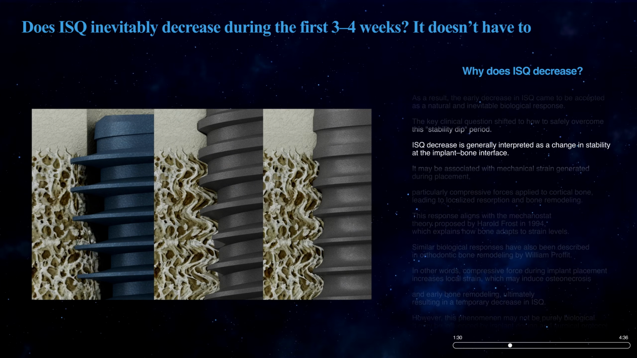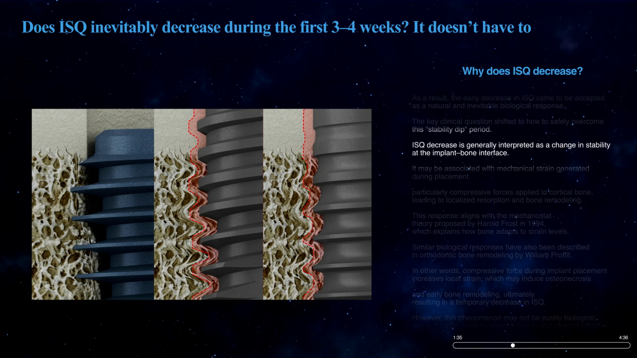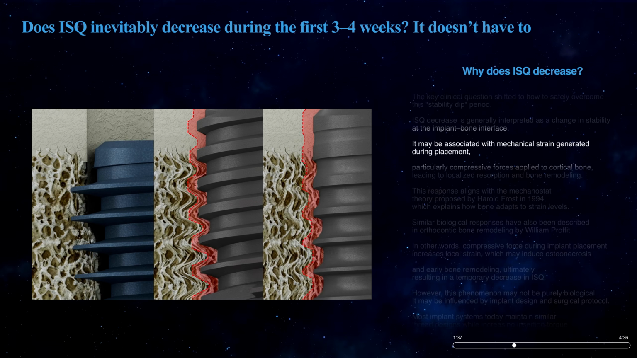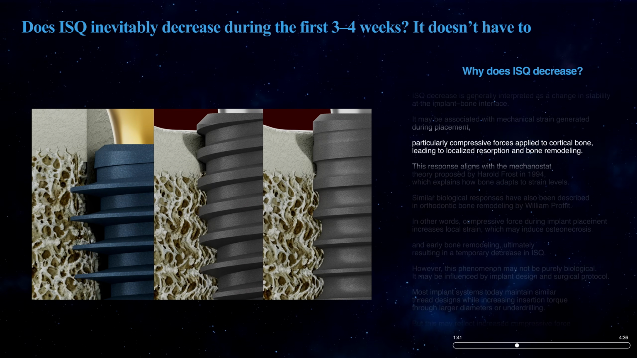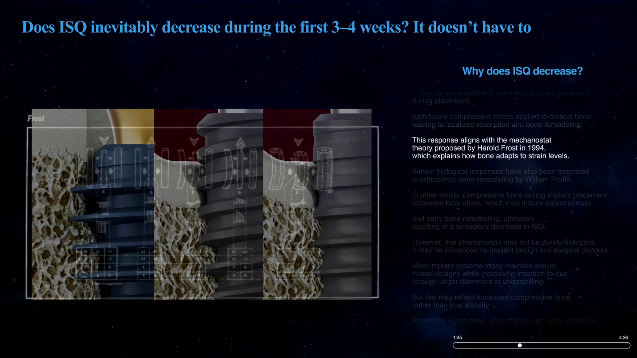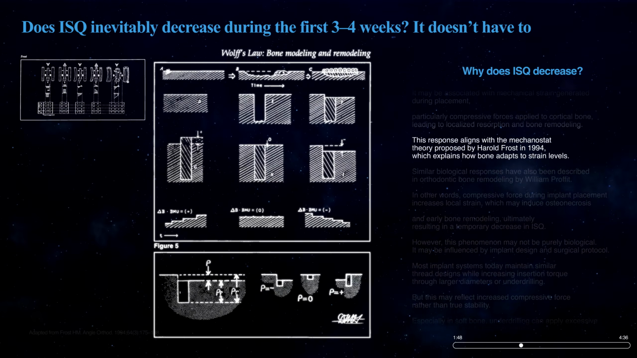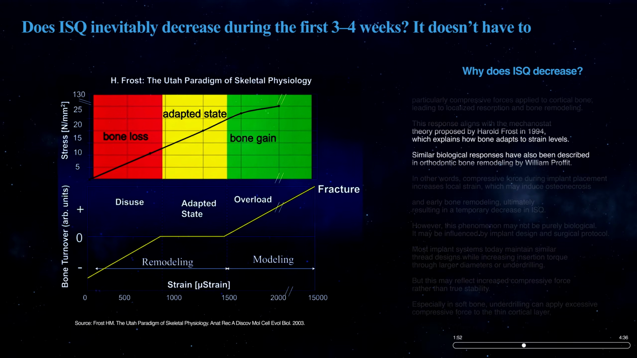ISQ decrease is generally interpreted as a change in stability at the implant bone interface. It may be associated with mechanical strain generated during placement, particularly compressive forces applied to cortical bone, leading to localized resorption and bone remodeling. This response aligns with the mechanostat theory proposed by Harold Frost in 1994, which explains how bone adapts to strain levels.